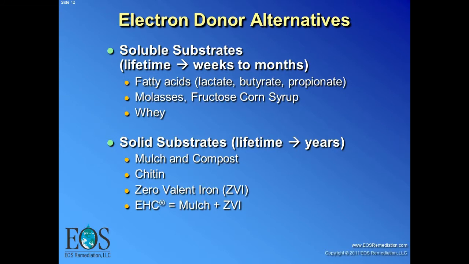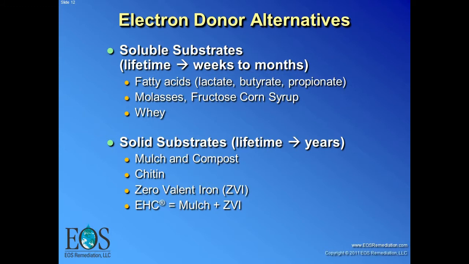And these are dissolved. You inject them. The good thing about them is they're very easily degradable, so they generate anaerobic conditions. But maybe one of the downsides is they don't last very long, so you tend to have to re-inject fairly often. You can use solid substrates like mulch or compost, chitin, zero-valent iron, and I know zero-valent iron is not an organic substrate, but it does react in the subsurface, releasing hydrogen, so in a way it's really doing a lot of the same things.